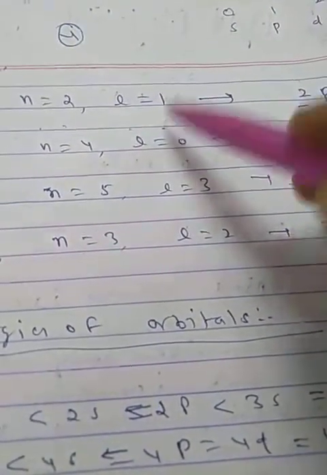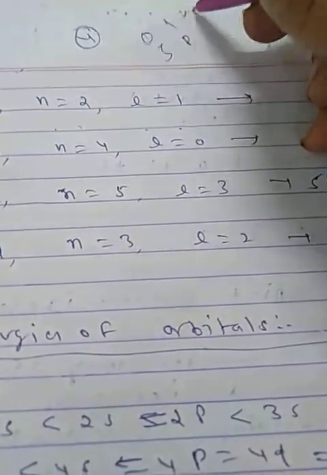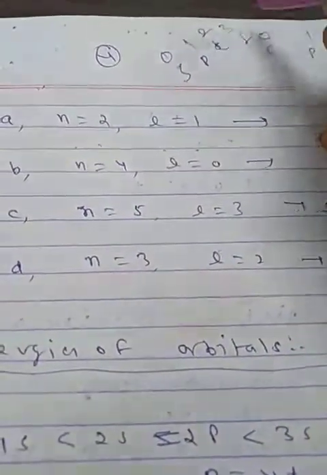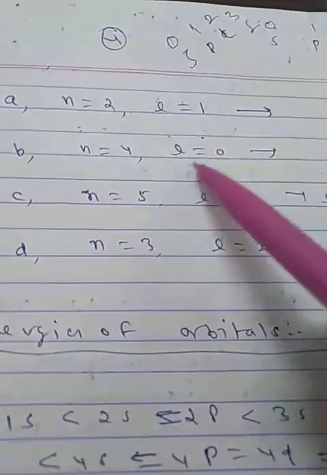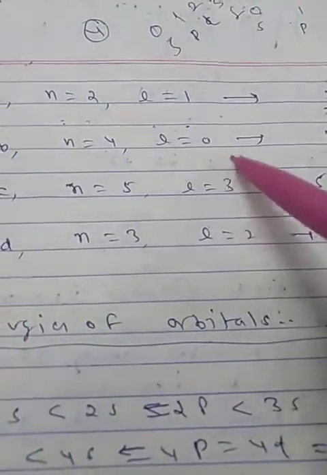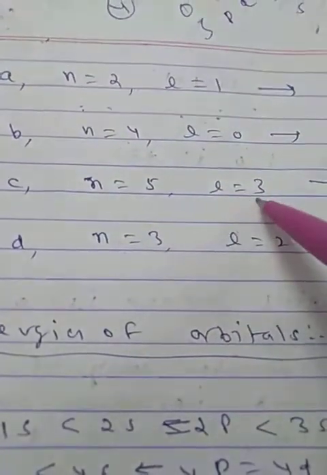n is equal to 2, so you write 2, and l, as I described earlier, 0 means s, 1 means p, 2 means d, then 3 means f. So directly you can write n is equal to 2 means 2 and l is equal to 1 means the orbital is 2p. Now n is equal to 4, l is equal to 0. n is equal to 4, so you write 4. l is equal to 0 means you write s. So this is 4s.